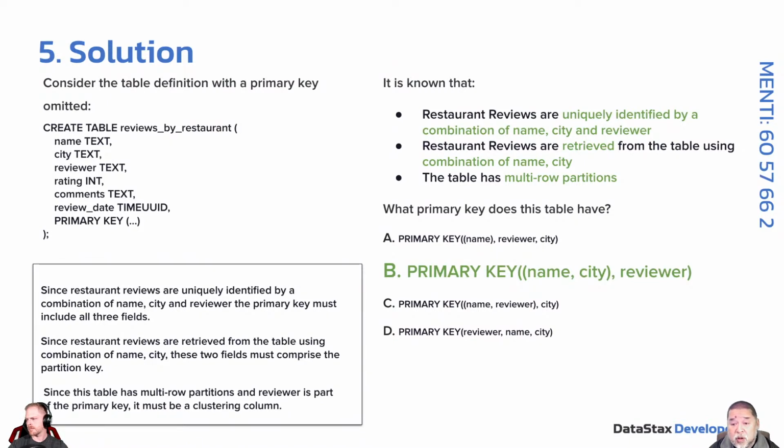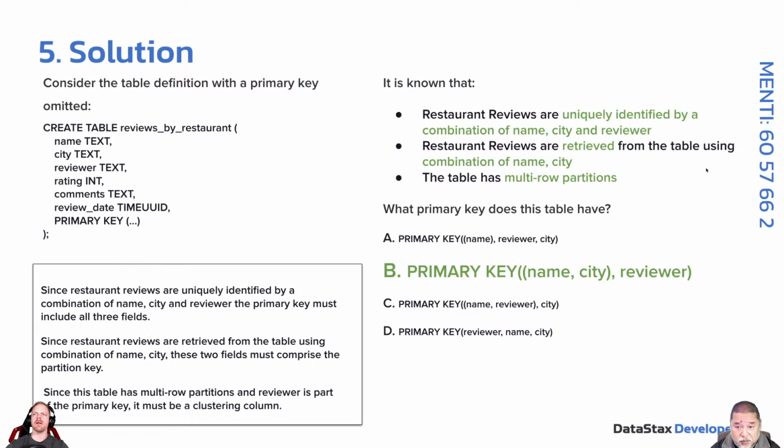Important note, you could come up with another possible primary key. If name were the partition key and city were the first clustering column, that would work. Or if city were the partition key and name were the first clustering column, that would work too. But of the choices given, B is the only possible answer.